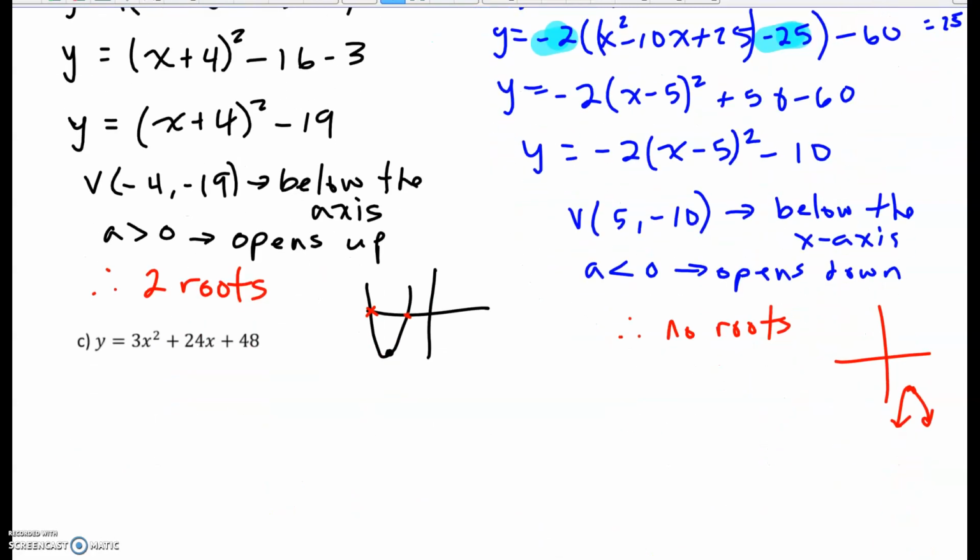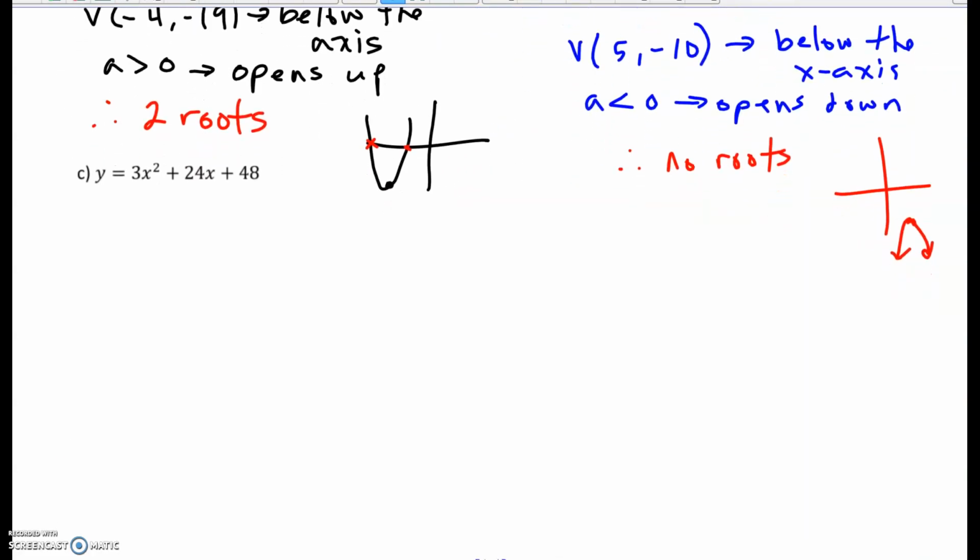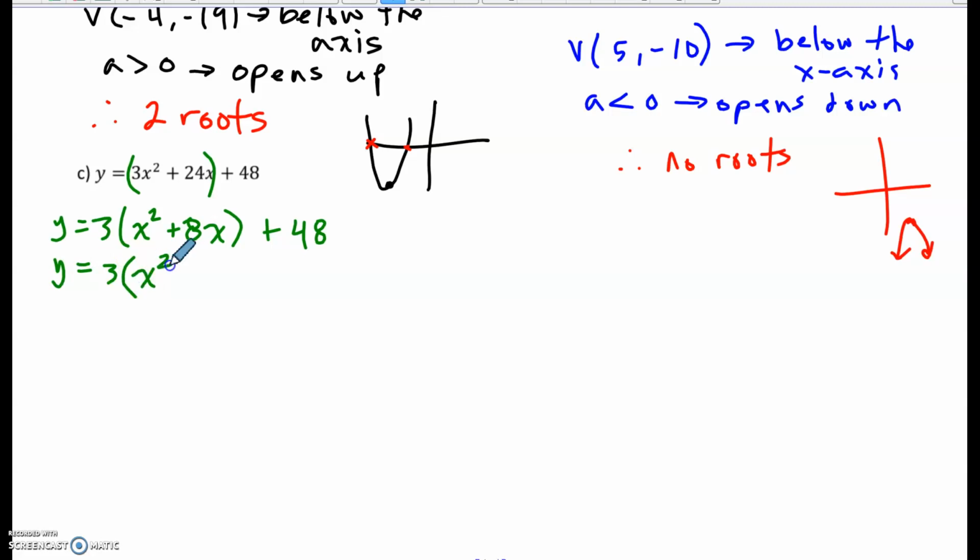All right, let's get C going. So I'm going to start by putting brackets around my first two terms, and I'm going to divide by the a value, which is 3. So that'll be 3 times x squared plus 8x. Close up your bracket, have that 48 on the outside. My b value is 8, so I'm going to divide it by 2, which is 4, and then square it, which is 16. So I'm going to add 16 and subtract 16 to make my perfect square trinomial.